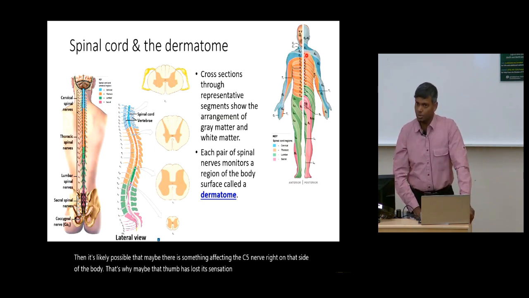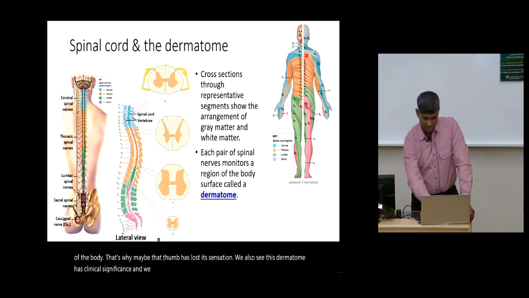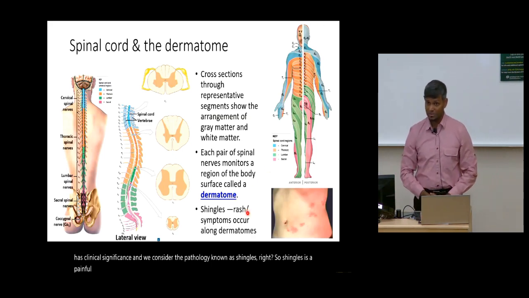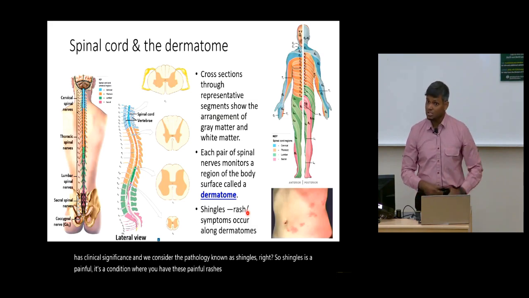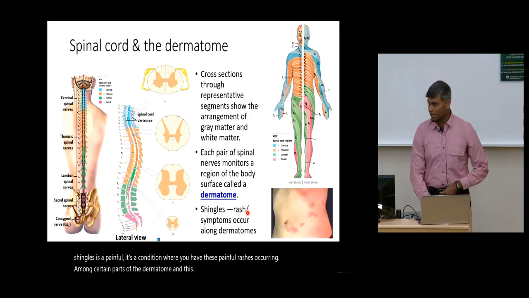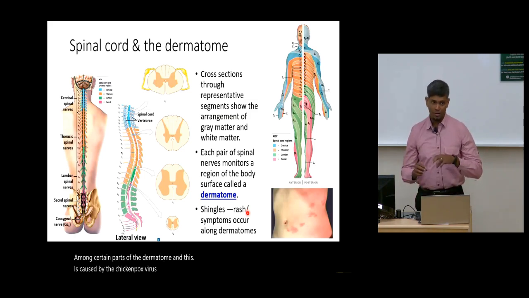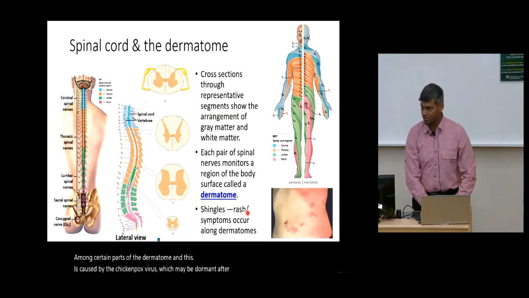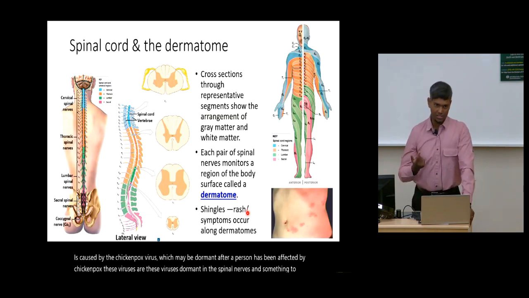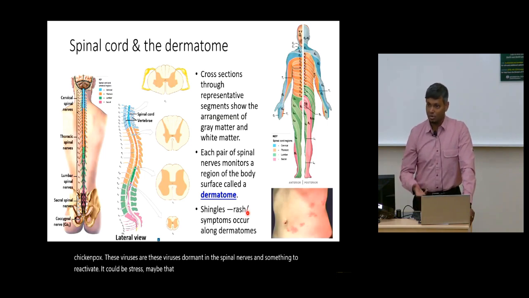We also see this dermatome has clinical significance when we consider the pathology known as shingles. Shingles is a condition where you have painful rashes occurring along certain parts of the dermatome. This is caused by the chickenpox virus, which may be dormant after a person has been affected by chickenpox. These viruses are dormant in the spinal nerves, and something could reactivate them. It could be stress, or maybe that person is immune compromised, so that could reactivate these viruses.